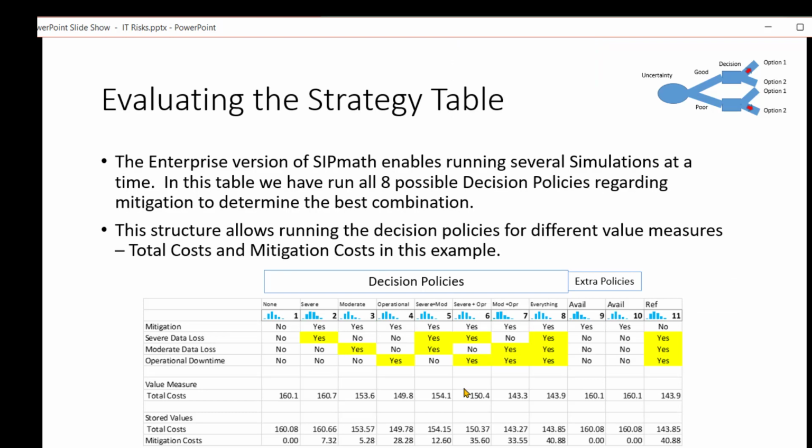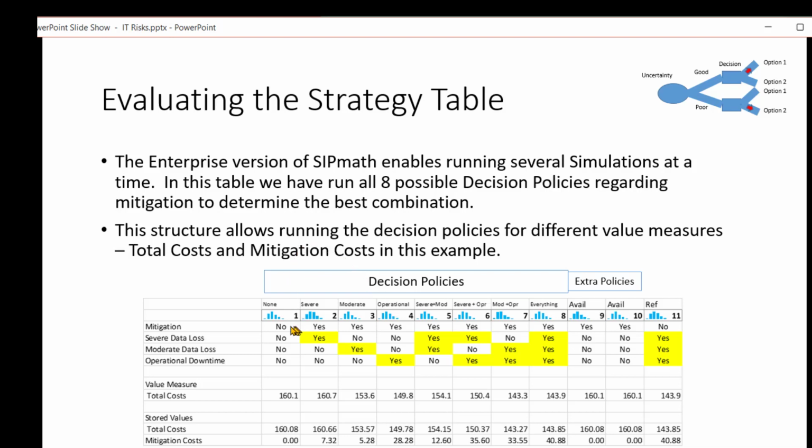Now, one of the features of SIPMath with the enterprise version, which costs $500, but you don't have to use that. You can replicate this using a little bit of VB, I believe. Well, I know you can. So put together a strategy table and then evaluate all of those strategies at one time using SIPMath, even the free version with a little bit of VB.